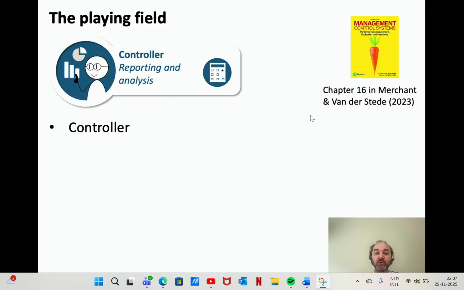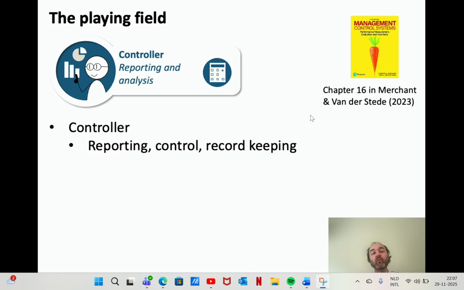And I'm going to rely on chapter 16 in the Merchant van der Stede textbook, which is also required reading. And of course, one of the roles that a controller has is to report, both internally and externally, but also to help set up internal control systems to make sure that people cannot adjust their own salary, for instance, or record keeping to make sure that the assets of the firm are well recorded.